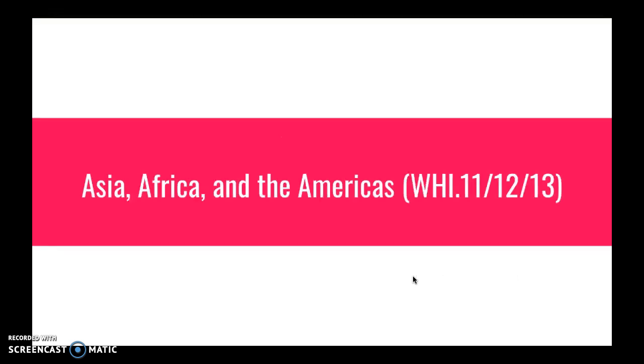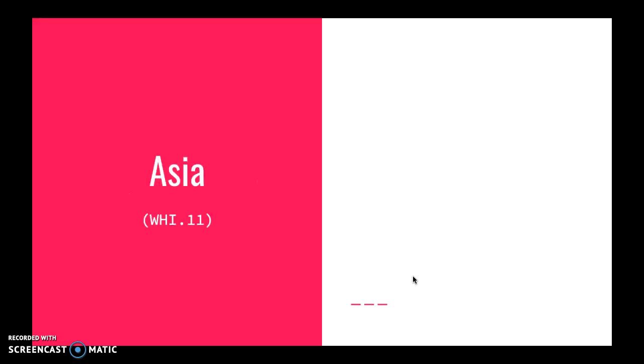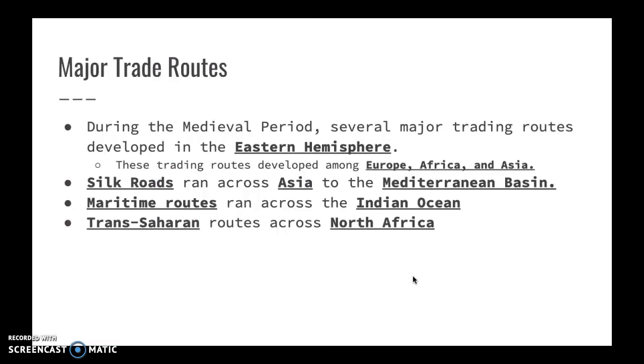The first one we're going to be looking at is Asia, Africa, and the Americas, which is standard 11, 12, and 13. These three categories go well together because they are in different regions of the world apart from Europe. Asia is the very first one that we're going to cover. The first part of Asia is looking at major trade routes throughout Asia and the Mediterranean.